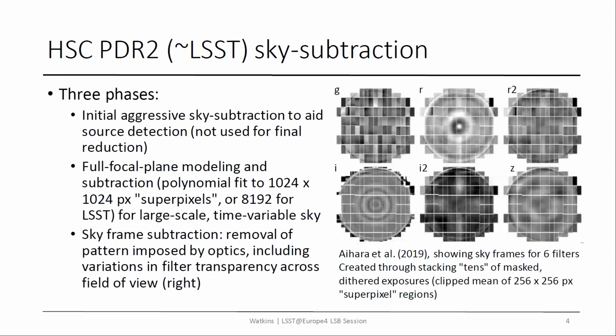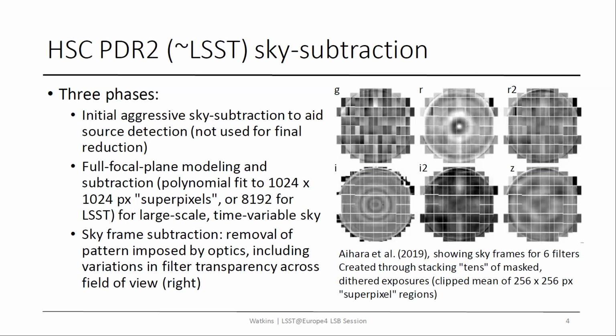With regard to LSST though, they are using a much more friendly to low surface brightness pipeline at the moment. Here's a quick summary as I understand it. And of course, if anyone from DM wants to correct me, feel free. But I believe what's happening is it's done in 3 stages. There's first an initial very aggressive sky subtraction, which is done, I believe, mainly to aid with source detection on the visit level images. This is not used in the final sky subtraction. It's put back in the images. And then a second order sky subtraction is done using a full focal plane model by essentially binning the full focal plane into very large, what they call superpixel bins.